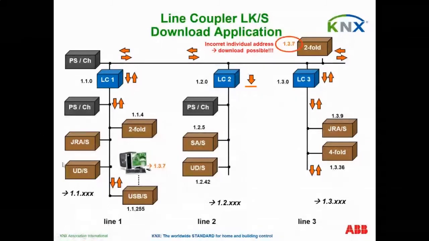Another example of a challenge. This is a challenging issue, because we're programming from line 1 and we're programming device 137. However, we know line coupler 1 will let the telegrams in and out. But if the device is sitting on the main line, then we get an issue because we can't program. We can get all the telegrams back and everything seems to work correctly.